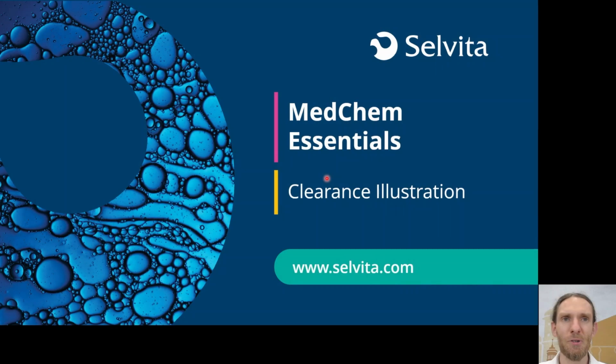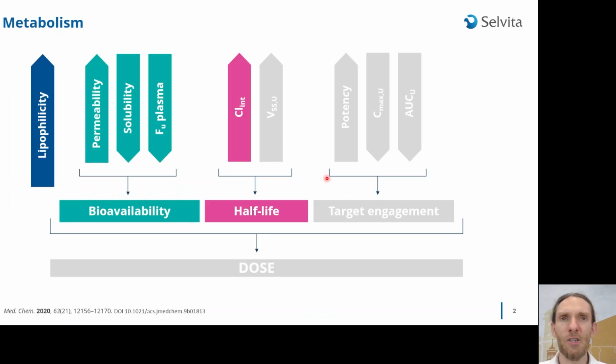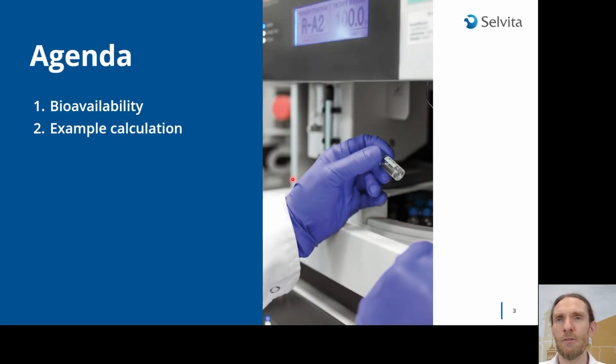This is the next episode of MedChem Essentials, and today we'll be talking about the clearance essentials. Today's presentation is part of the second large block of our course, which is related to the half-life. Today, first we'll say a few words about bioavailability, as it is important for the understanding of the following terms and information. Next, we'll see some example calculation of clearance of some example drug.